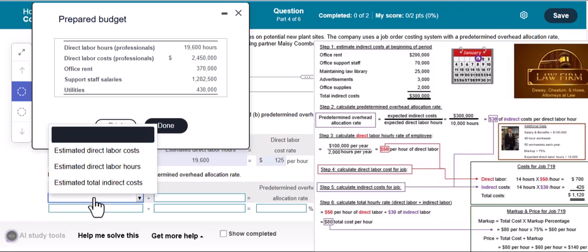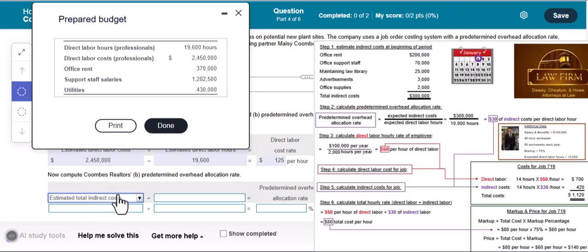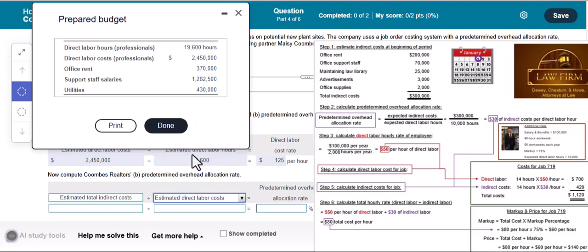So what we're going to do is take our estimated total indirect costs and divide by direct labor costs estimated. So then we have estimated total indirect costs here for this formula, and then we are dividing that by the estimated direct labor costs.